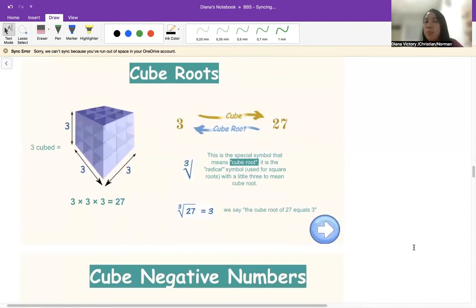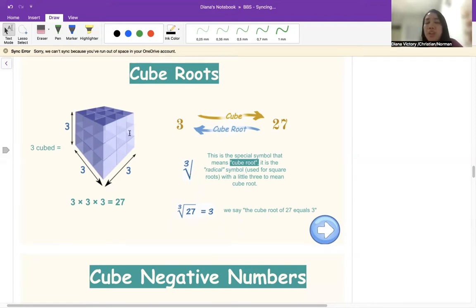And how about cube roots? Cube root is the reverse process of the cube number. 3 cubed is 27 and the cube root of 27 is 3. The symbol of cube root is this special symbol. We read this as cube root. So how do we say this? We could say the cube root of 27 equals 3.